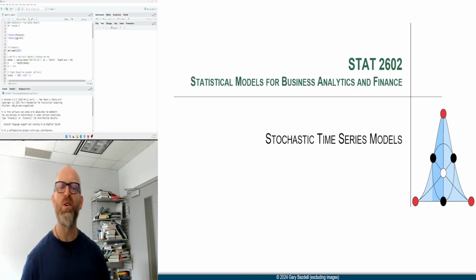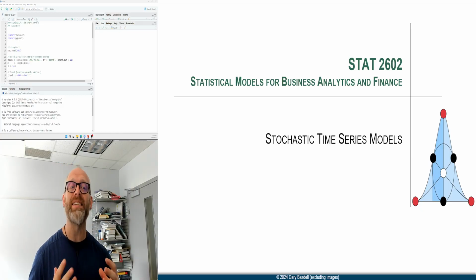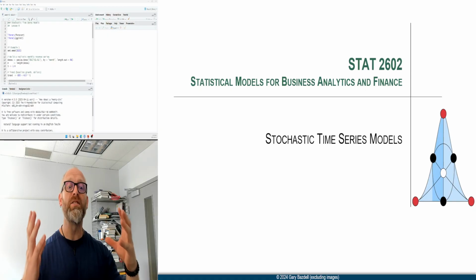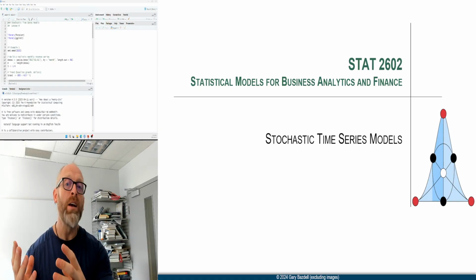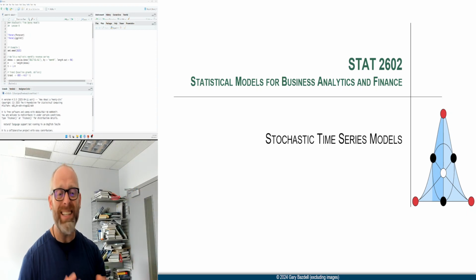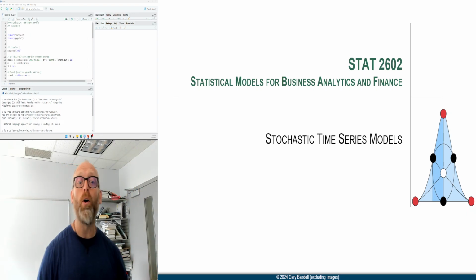This is lesson number 9, our very last lesson, and today we're going to be talking about stochastic time series models. So in the last lesson, we had a time series and we were able to decompose it into its three main components. We were able to take a time series and break it up into a trend. So what is happening long term? Is it increasing? Is it decreasing? Is it staying relatively the same overall?